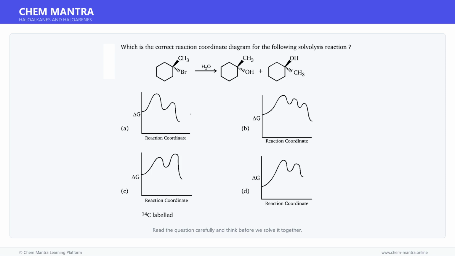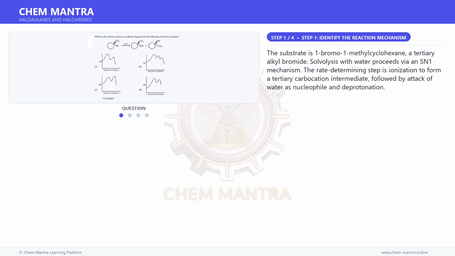Here is a question. Read it carefully and think about the answer. Let us solve it step by step. Let us begin solving this step by step. The substrate is 1-bromo-1-methylcyclohexane, a tertiary alkyl bromide. Solvolysis with water proceeds via an SN1 mechanism. The rate-determining step is ionization to form a tertiary carbocation intermediate, followed by attack of water as nucleophile and deprotonation.